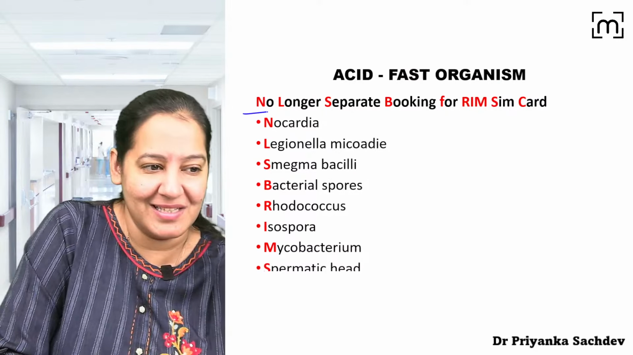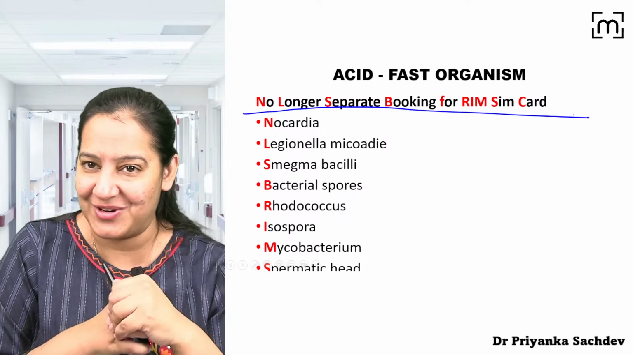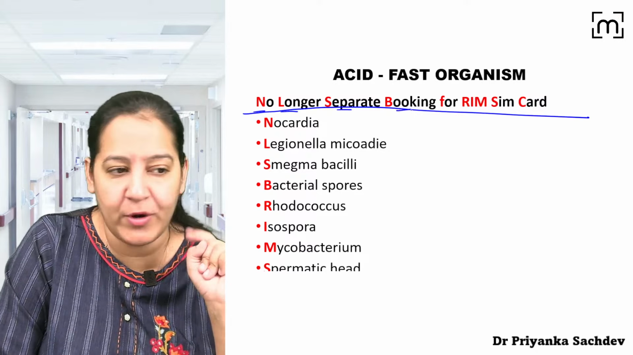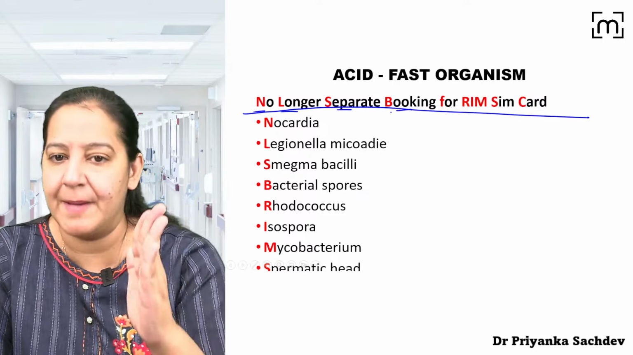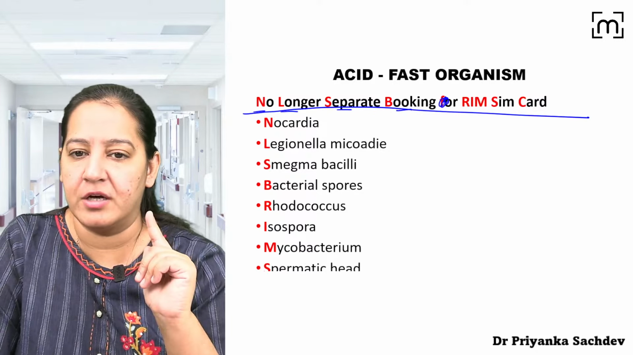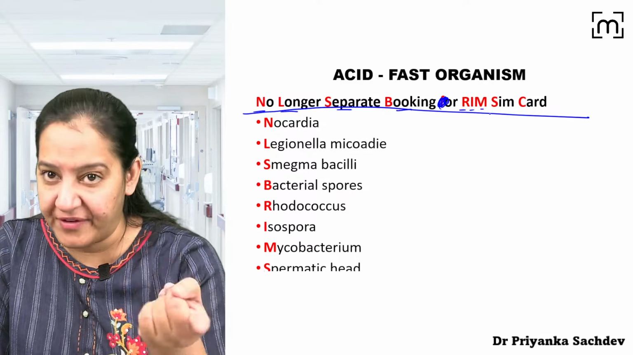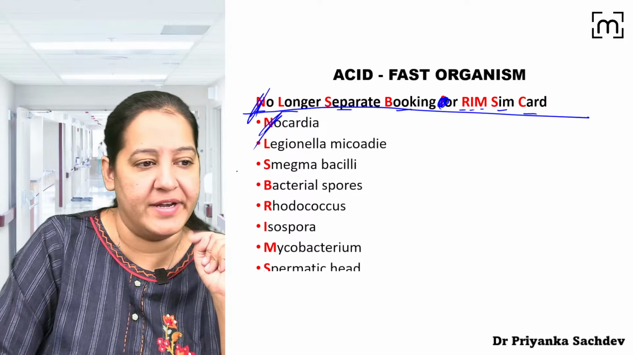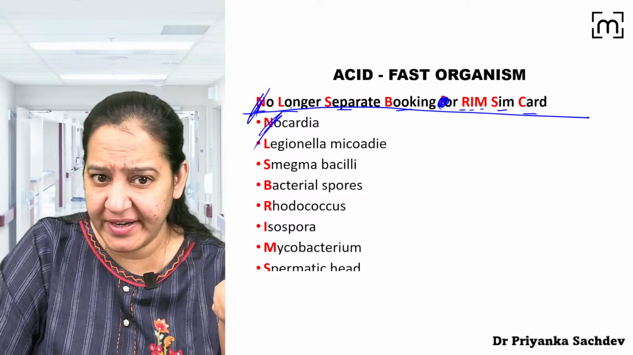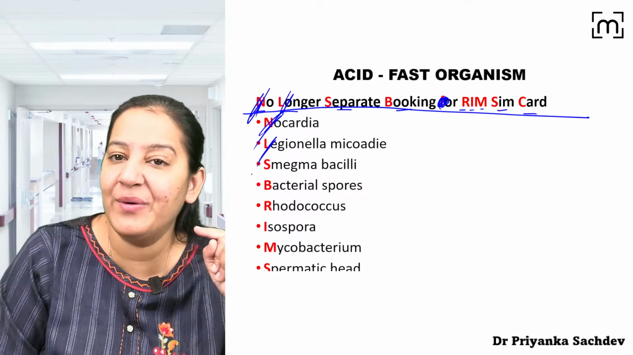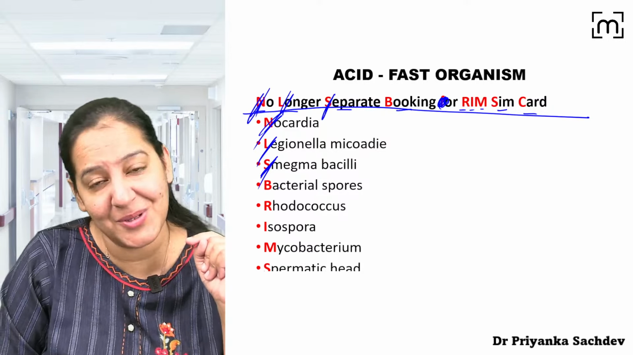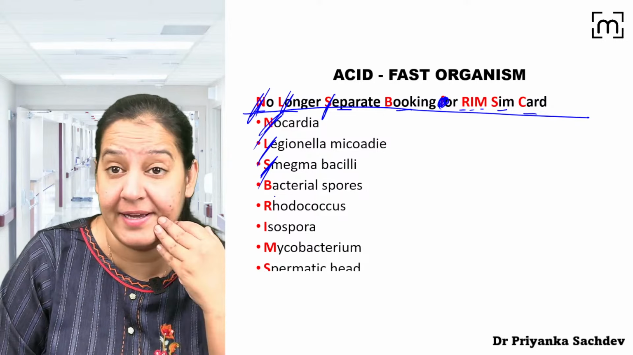Okay? So this is the list in front of you. The acid fast organisms. The mnemonic is: No longer separate booking. No longer separate booking, RIM, RIM, SIM card. Okay? N stands for Nocardia. It's a bacteria. L stands for Legionella. It's also bacteria. S stands for Smegma bacilli. It's also a rare bacteria. We don't teach it, but yes, it's a bacteria.